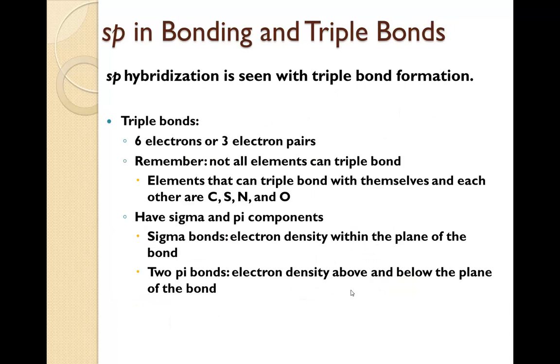So let's take a look at that triple bond. As you know, triple bonds have 6 electrons or 3 electron pairs. Not all elements can form triple bonds. Elements that can triple bond with themselves or each other are carbon, sulfur, nitrogen, and oxygen. And remember that they have to have sigma and pi components in order to do that. And sigma bonds, once again, are electron density around the plane of the bond, while with the 2 pi bonds, the electron density is above and below the plane of the bond.